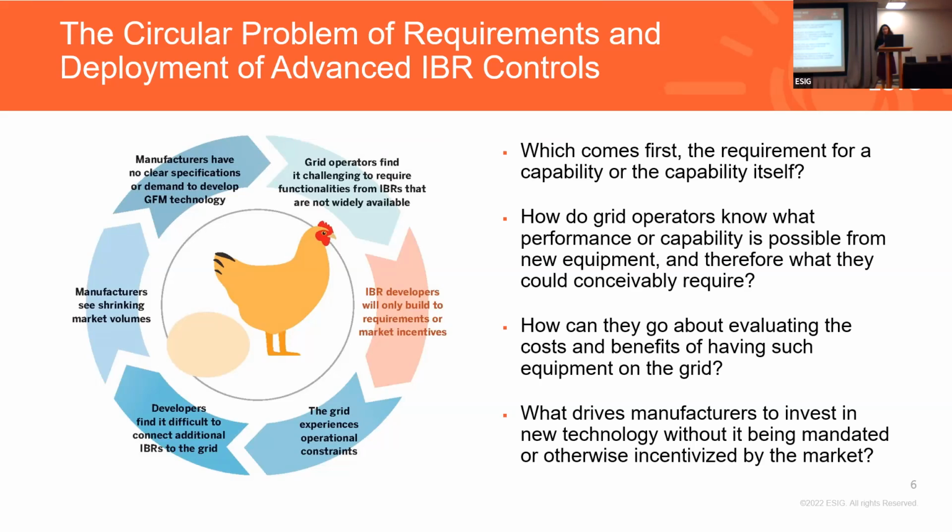As a result, developers will find it increasingly difficult to develop new inverter-based resources. Manufacturers may see shrinking markets for inverter-based resources, and all along manufacturers are asking, what is it that the system needs and what are the capabilities that we need to deliver? So the question is, which comes first, the capability itself or the requirement for the capability? How do grid operators know what performance or capability is possible from new equipment and what they can conceivably require? How can they evaluate the costs and benefits of having such equipment on the grid, and therefore introduce incentives and markets for the services, and what drives manufacturers to invest in new technology without any incentives?